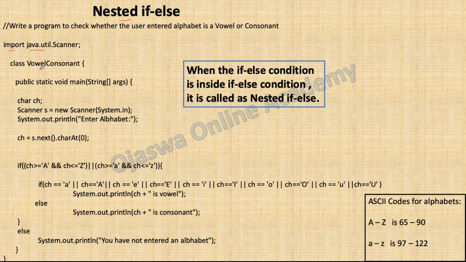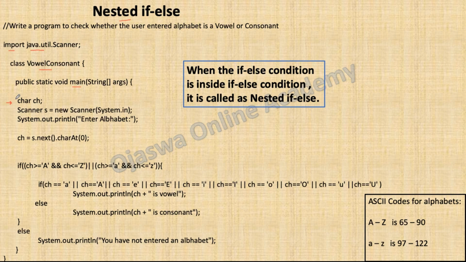We have defined a class named VowelConsonant. We have defined the main method. Execution starts from here. So what is this program about? The user will enter some alphabet and the program will check whether the user entered alphabet is a vowel or a consonant. If it is not an alphabet, the program will print that the user entered character is not an alphabet.